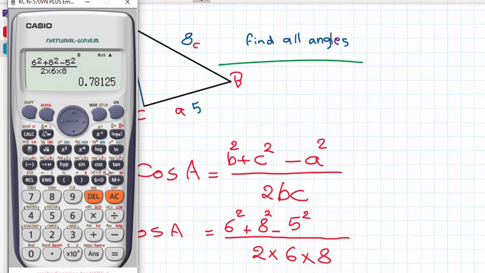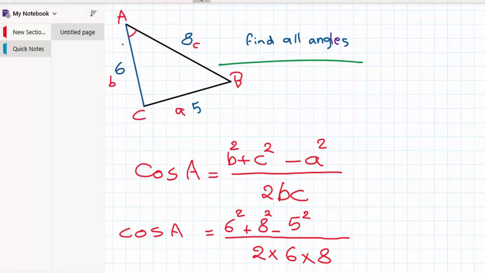We need cosine inverse of this result. So shift and cosine gives cosine inverse, with this -1, it means it's cosine inverse. Cosine inverse of the previous answer, it's 38.62, so angle A is 38.6. We got the first angle.